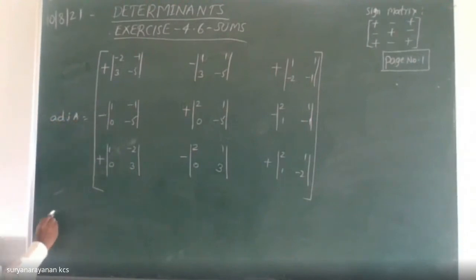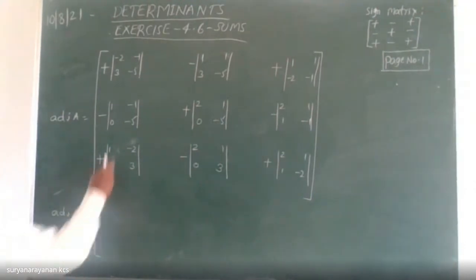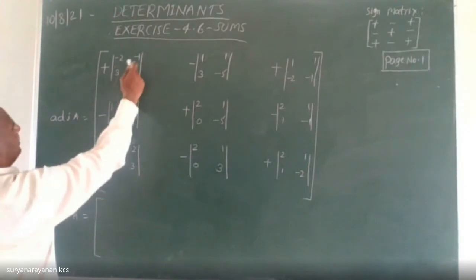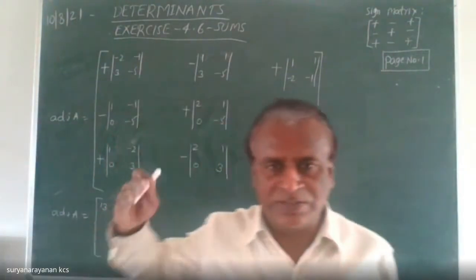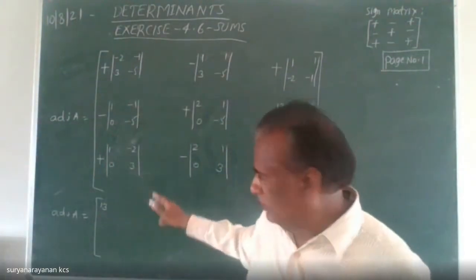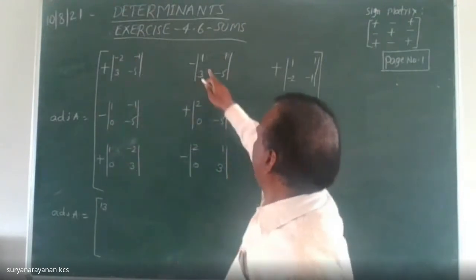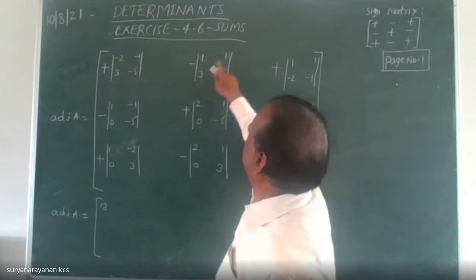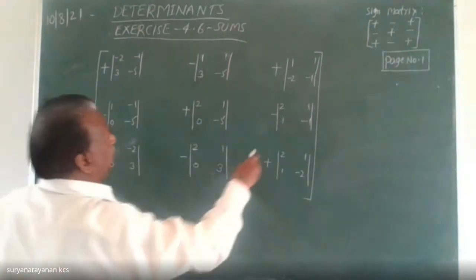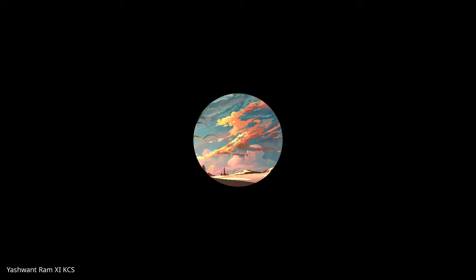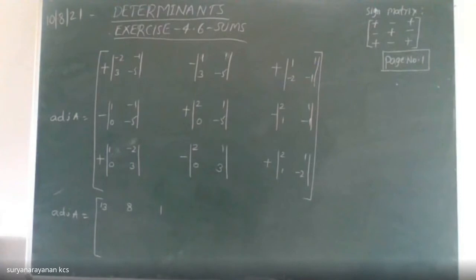Now find here adjoint A. Here 10 plus 3. I'm calculating this part in my mind and writing the elements directly here. 10 plus 3, 13. Here minus 5, minus 3, minus 8. Finally we get 8. And here minus 1, plus 2, 1. Understood these three elements 13, 8, 1 in the first row.